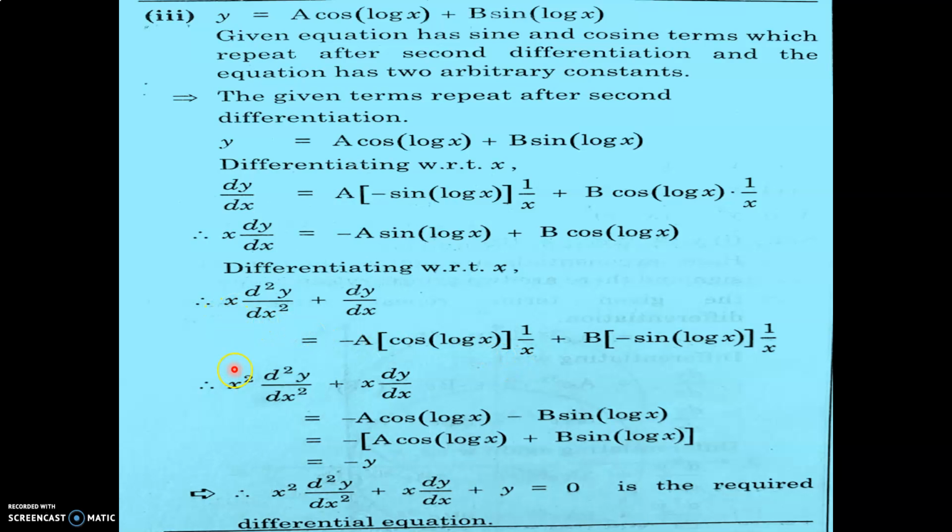So you will get x as the LCM in the denominator, so you can cross multiply again. So this term will become x into x square d square y upon dx square plus x into dy upon dx is equal to minus a cos log x minus b sin log x. Now you can take minus outside of these two terms, so minus of a cos log x plus b sin log x, but this is the term which is given in this question, y. So you can replace this with y. So minus y. So x square d square y upon dx square plus x dy upon dx plus y is equal to 0 is the required differential equation for this question.